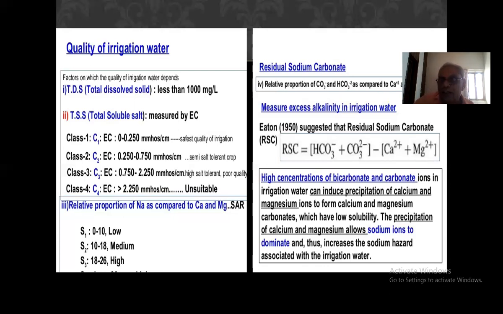So when there is low solubility, calcium and magnesium will not be available to the plant, although it is present in the soil. The precipitation of calcium and magnesium allows sodium ion to dominate. Calcium and magnesium ion present in soil will be precipitated in the soil, so sodium ion is also more and dominant in the soil and thus increases the sodium hazard associated with the irrigation water. So sodium is very, very harmful to the plant. You know that when a human being has more sodium, there will be a problem of blood pressure and suspects of heart attack. Similarly, when the soil contains more sodium, then the crop productivity is very, very low. So sodium present in soil as well as irrigation water is very, very harmful, and therefore the crop productivity is very, very low.